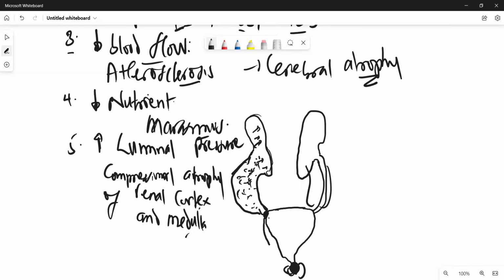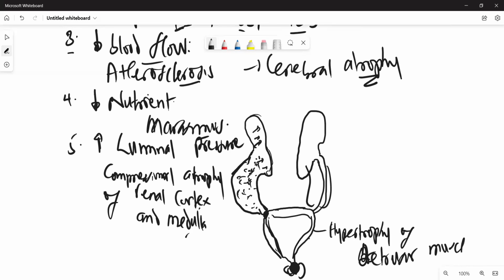But what's going to happen to the smooth muscle of the bladder? Because there's smooth muscle there, and we're putting a lot of pressure there. What will that lead to? That can lead to atrophy of the detrusor muscle that's in the bladder. So even though the kidney is atrophied, because it can be compressed, the muscle of the bladder itself is going to hypertrophy.